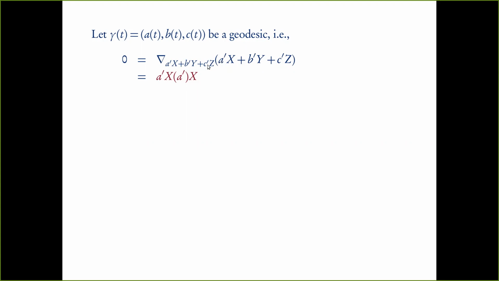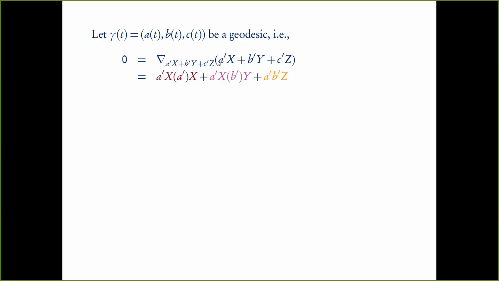That has 2 terms. X of A prime into X plus A prime into nabla of X along X. But nabla of X along X is 0 because X cross X is 0. So you only get 1 term from the first term in the subscript and the first term here. Is that clear? Okay. Now what about the next one?